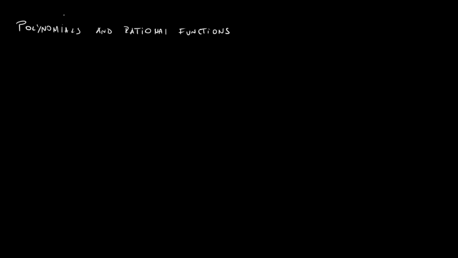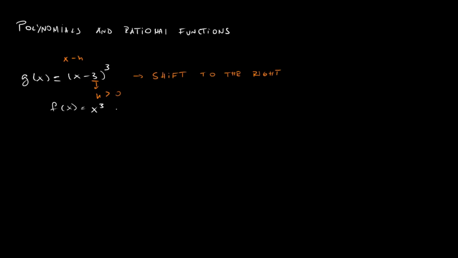In our last video we studied the quadratic polynomials. Let's now study the cubic polynomials and then move on to rational functions. We talked about functions of the form x minus h. So in this case 3 is our number h and is greater than 0. So it's telling us that it's going to be a shift to the right of the original function f of x equals x to the power 3.